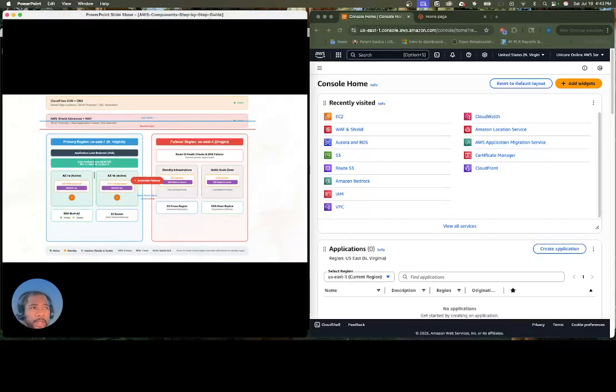What you're looking at is a simple diagram that I created, and the first layer is basically a security perimeter. I noted Cloudflare here, but we're going to be using AWS CloudFront instead. What this essentially does is provide global edge caching and DDoS protection.